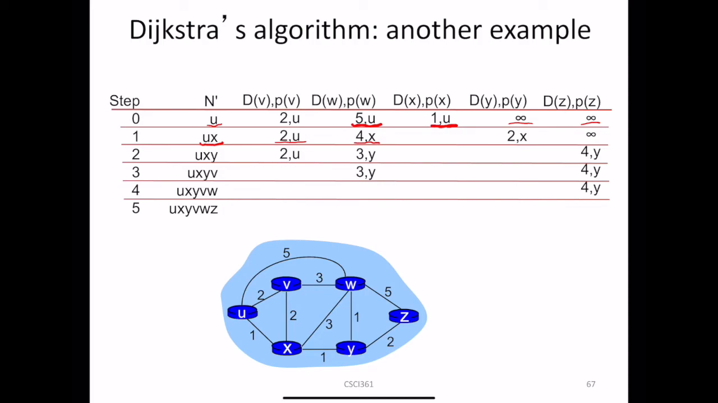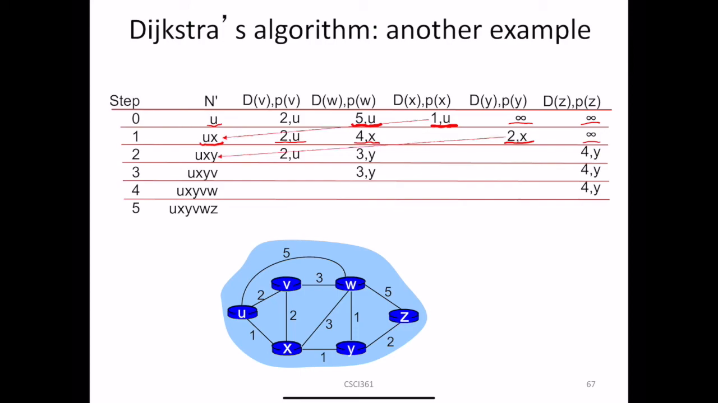And for router y, the path will be uxy. The cost will be 1 plus 1 equal to 2. Then we do an update here. And for z, there's no direct path between x and z, so we keep the infinity. And among 2u, 4x, and 2x, these are three values. We have a tie here, 2u and 2x, because for both router v and router y, the path cost back to the source router is equal to 2. Then we just randomly pick one. So here we just pick router y and put router y into the N prime set.